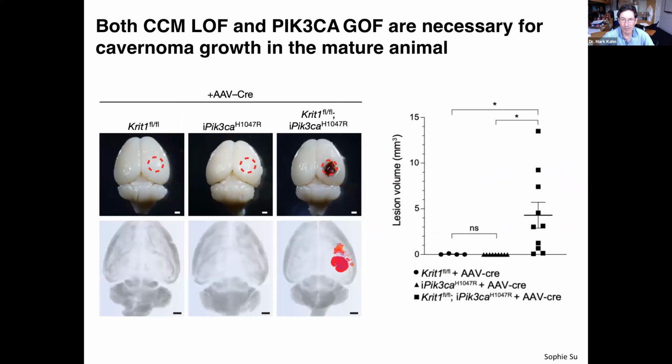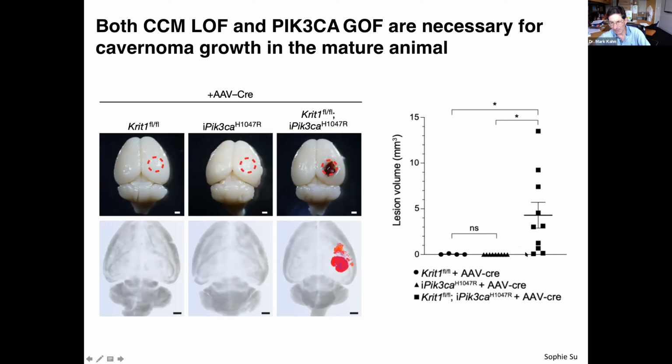And this shows you that not only does that happen, but that is actually required in the mouse model. These are animals with only CCM1 loss of function, only PI3 kinase gain of function, and both. And you can see this is just a sort of visual example of no lesion, and lesion. This is the micro CT, no lesion, lesion.